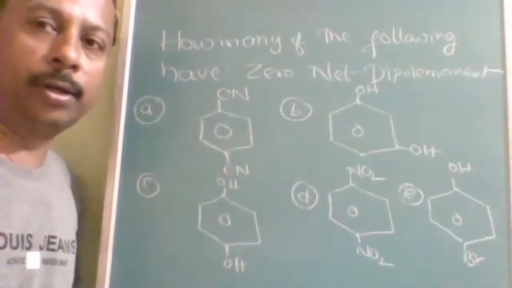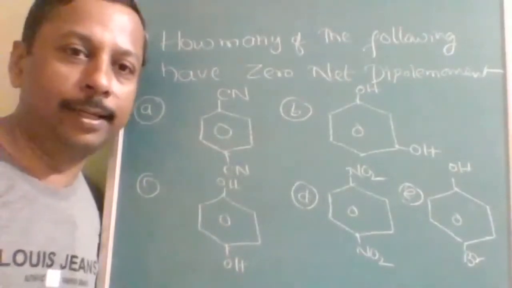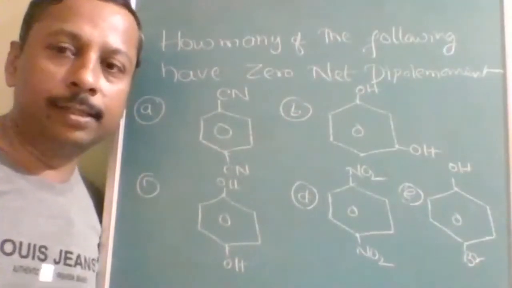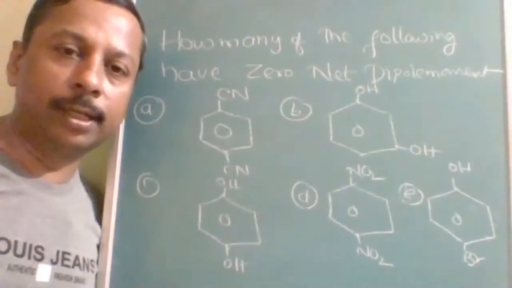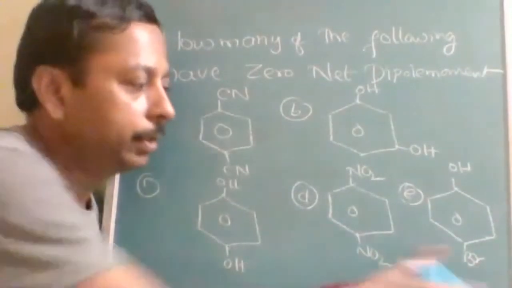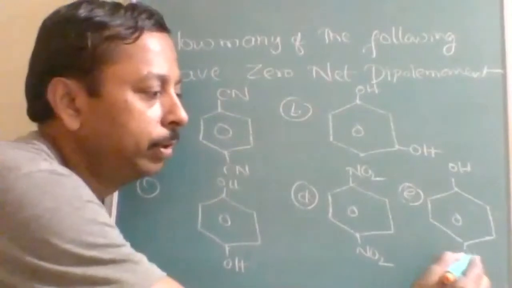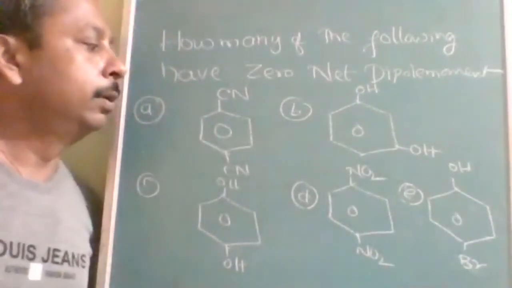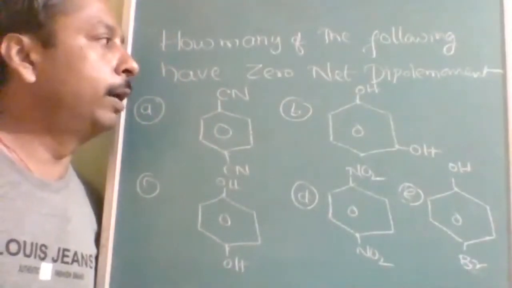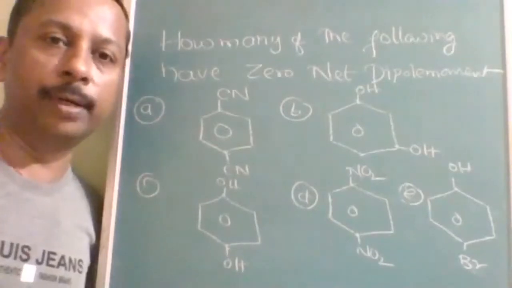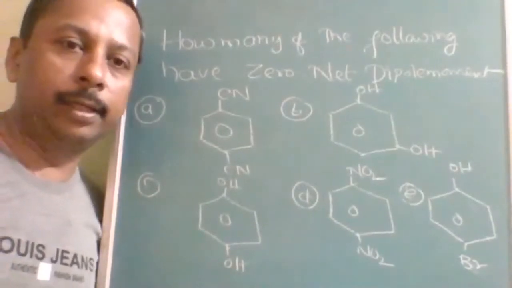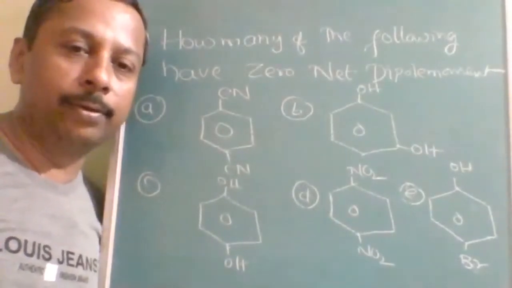Okay, think in all 360 degrees. This is an IIT question, an advanced level question. So don't just answer. Think in all aspects, then only you will get the correct answer. How many of the following have zero net dipole moment? It is not a single concept question, it is a multi concept question.